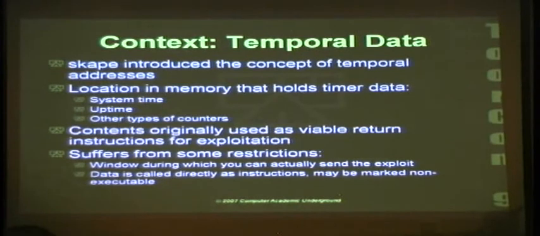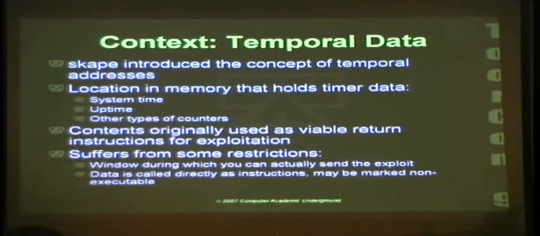Another type of context information you might be able to use is temporal data. Basically, this is what inspired me to work on this. I was hoping to find another use for Scape's research in temporal return addresses. His research has a lot of constraints on when the actual data located at these temporal locations is valid, because he was using them for return instructions, things like that. Using it as a context key has a lot fewer constraints.